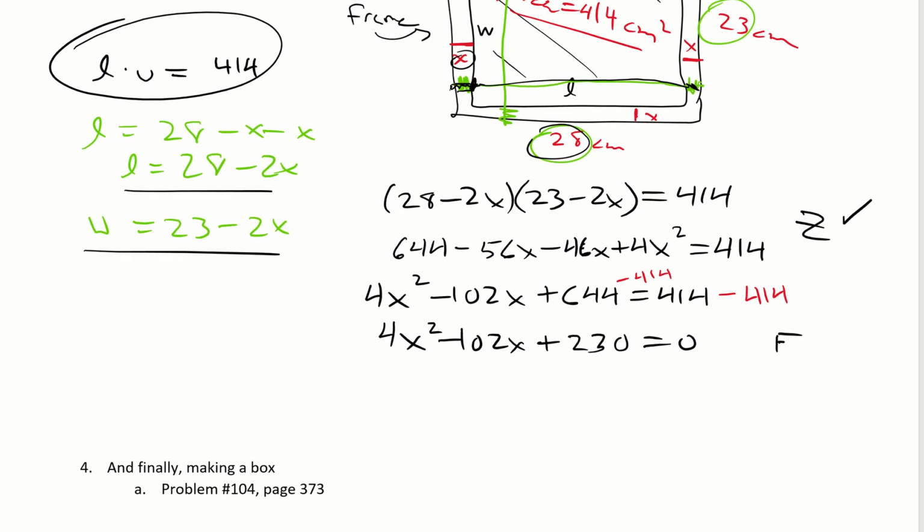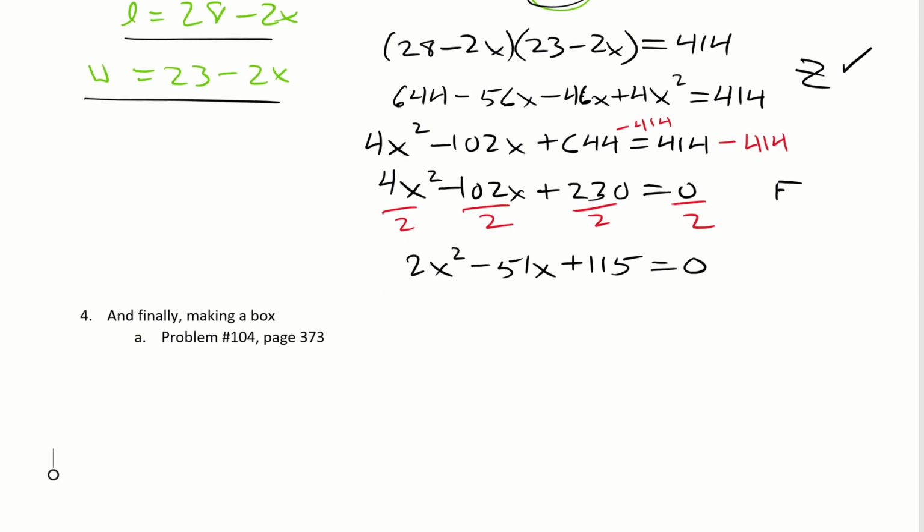Factor. Okay. Remember the story about if all these guys are even, you know what I'm going to do? I'm going to make the numbers smaller. On equations like this, totally legal to do. So we get 2x squared minus 51x plus 115 is 0. Oh my gosh, what a hard problem. We still haven't factored it.